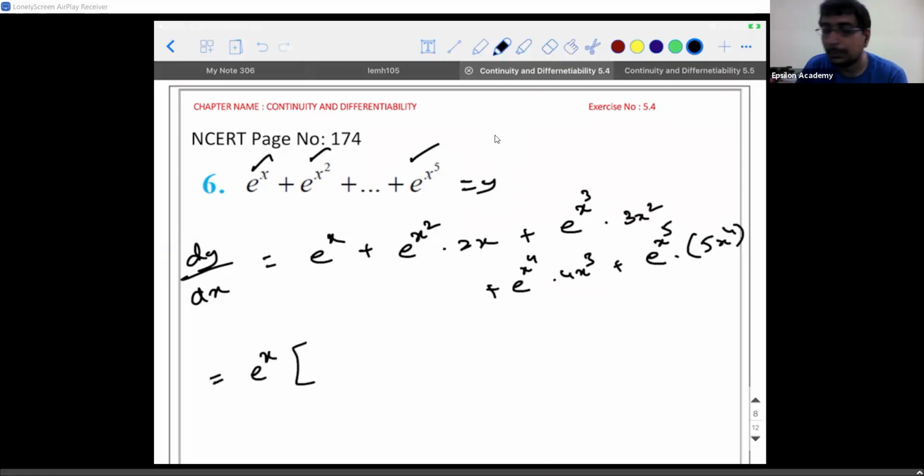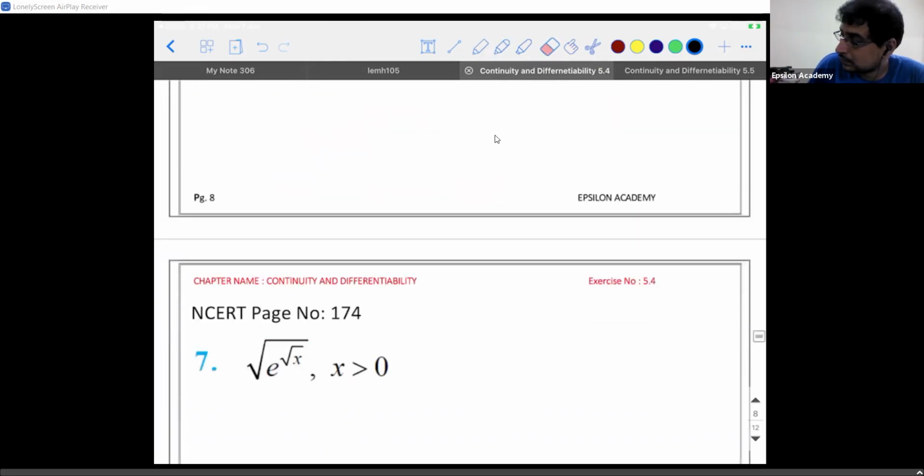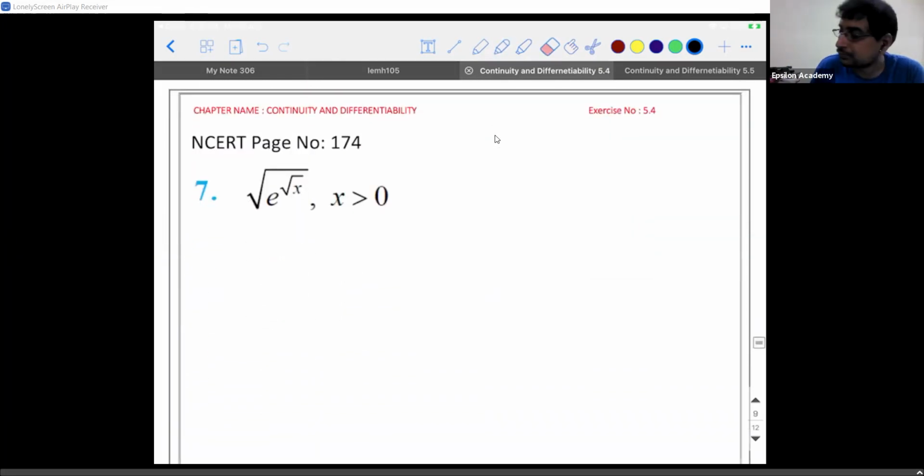I can take out e power x outside, then I will have 1 plus 2x into e power x. Oh, no. E power x into e power x is e power 2x. Sorry. You have to leave it as is. You can do nothing. This is a good problem.